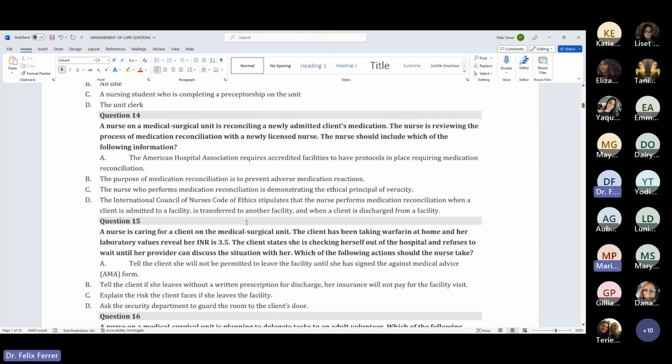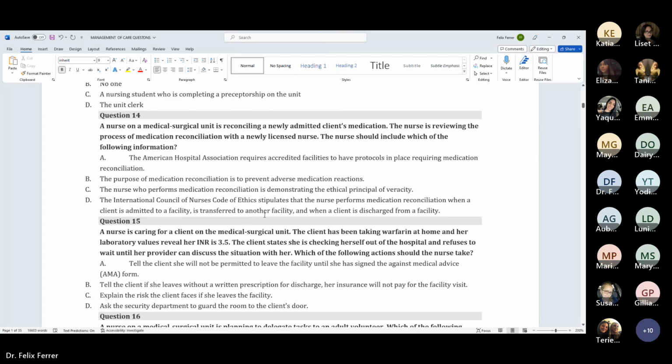And also, the medical unit is reconciling a newly admitted client's medication. The nurse manager is reviewing the process of medication reconciliation with a newly licensed nurse, which should include the following information. B. The purpose of medication reconciliation is to prevent adverse medication reactions.